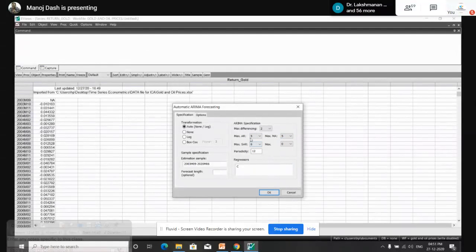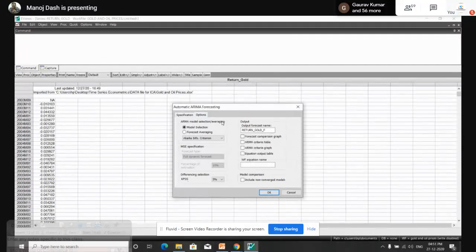What is 5 AR? Anybody? 5 component, past values of the gold price. Gold price I have taken and 5 MA I have taken. Then go to the option. I want the forecasting comparison graph, ARIMA criteria table, ARIMA criteria graph, and equation output table. Any doubt? No, sir. Click OK.